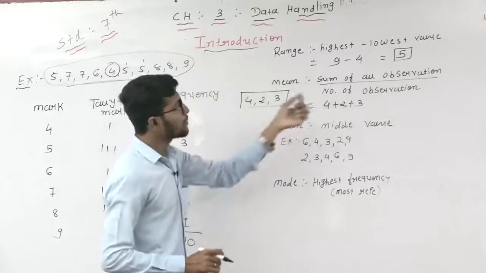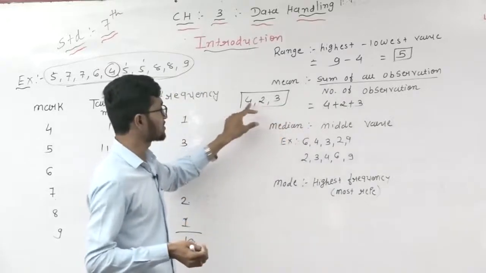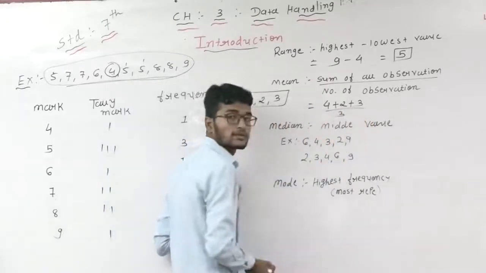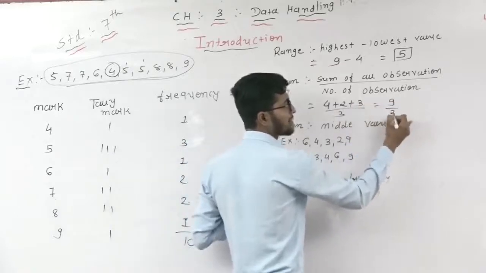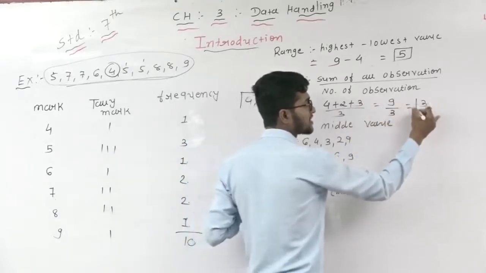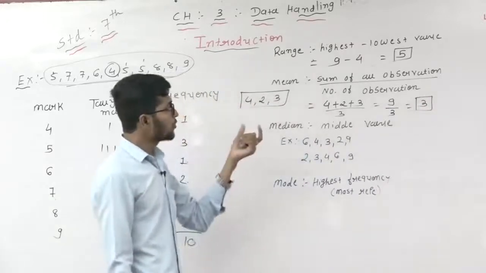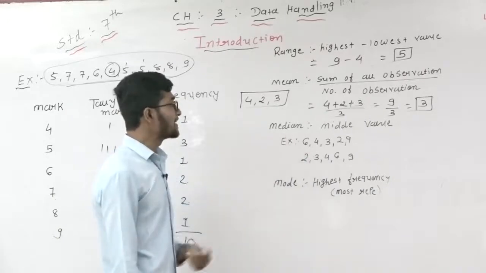Now the number of observations means the number of information. How many pieces of information? 1, 2 and 3. The total is 3 pieces of information. Then divided by 3. 4 plus 2 is 6. 6 plus 3 is 9. So 9 divided by 3. 9 divided by 3 is 3. So our mean is equal to 3. This formula is used to find the mean. Understand?